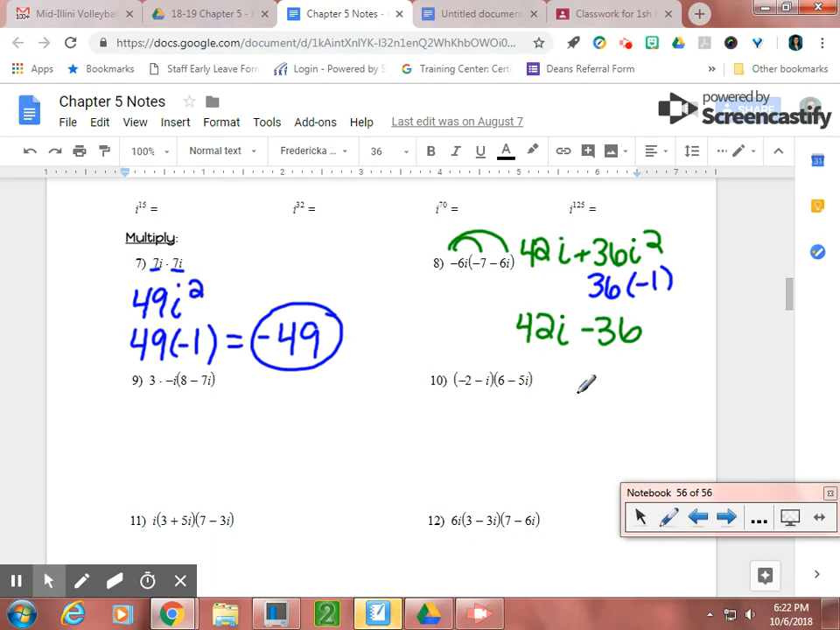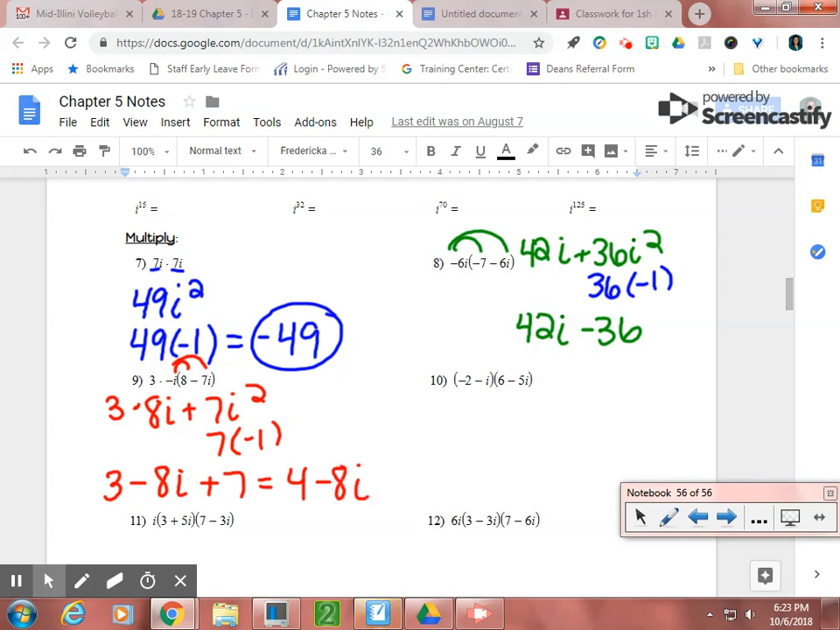Okay, same thing down below. So this is going to give me 3 times 8i plus 7i squared. What you know is that i squared is really negative 1, so times negative 1. So you get 3 minus 8i and then plus 7. Then you're going to combine those like terms, which is going to give you 4 minus 8i.